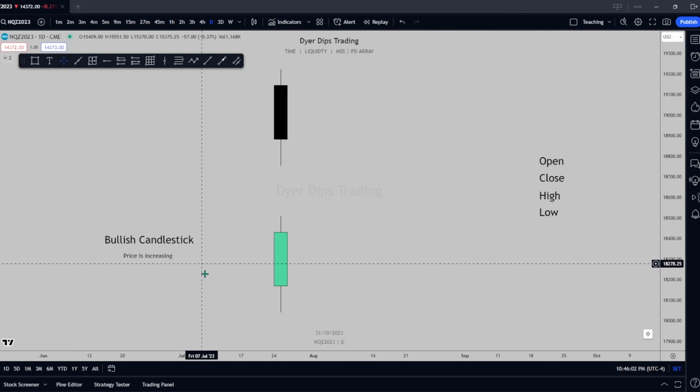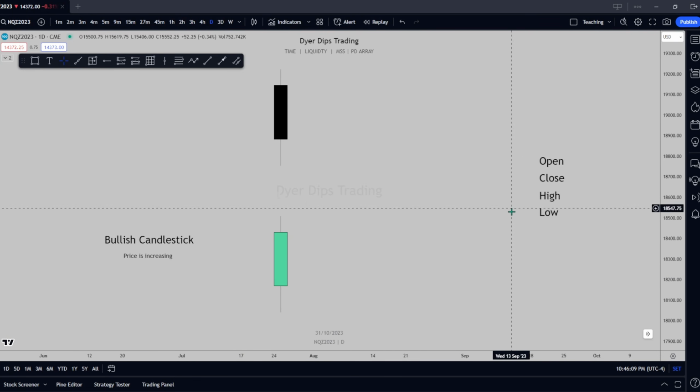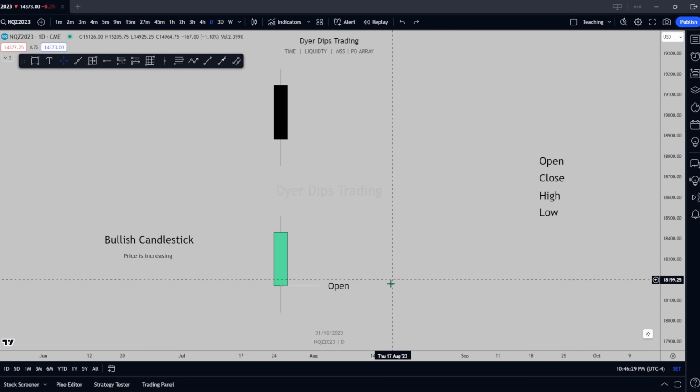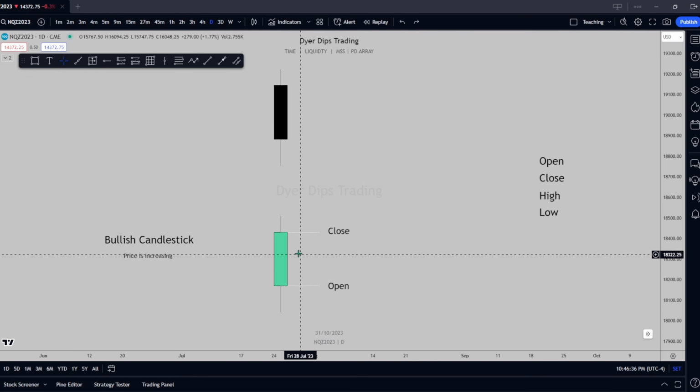Okay, so now that we understand what a candlestick looks like, let's dissect what these 4 data points actually look like in the form of a candlestick. Just as a reminder, this is a bullish candlestick, which means that price is increasing over a specified amount of time. So now let's dig into what the opening price of this candlestick looks like. That opening price is actually represented by the bottom of this shaded area. The closing price is the top of the shaded area.